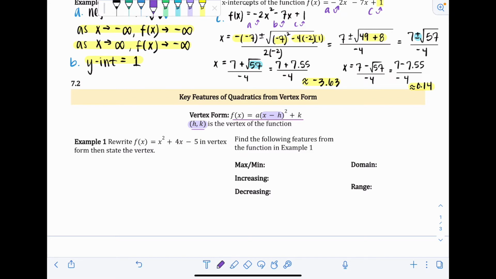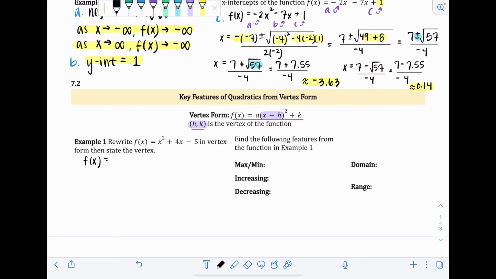So example 1: rewrite f of x equals x squared plus 4x minus 5 in vertex form and then state the vertex. As it's given to us right now, this is the same function we've been working with this entire set of notes. It's in standard form. We want to put it in vertex form. In order to do that, we have to use the same process that we would use for completing the square. So I'm going to rewrite it down here.